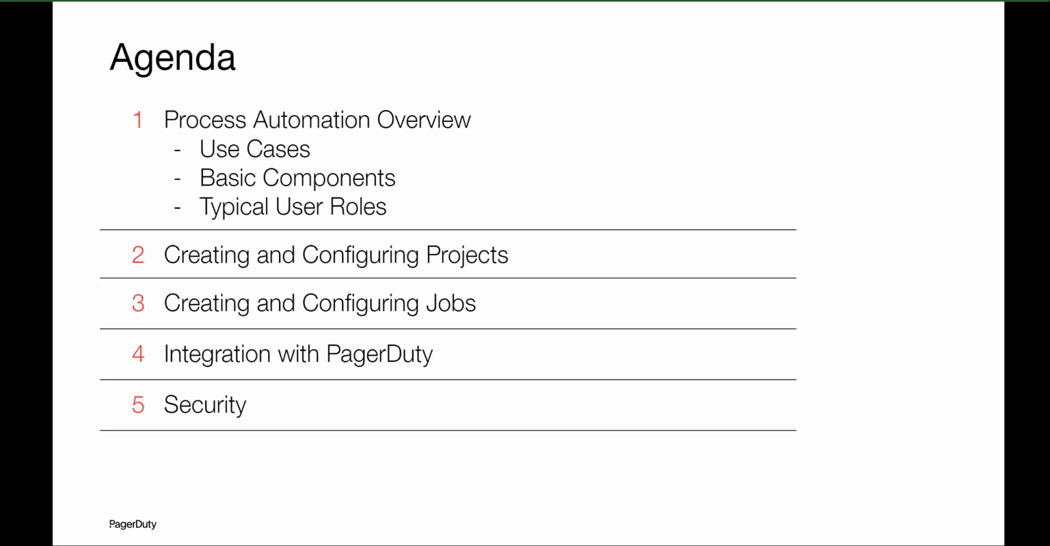Then we'll jump into how to integrate process automation with another external tool. In this case, we're going to use PagerDuty, and we're going to see how to make a simple two-way interaction. Lastly, we'll talk about security and some of the important features that you should be aware of.